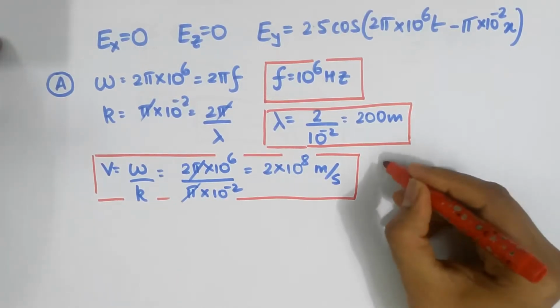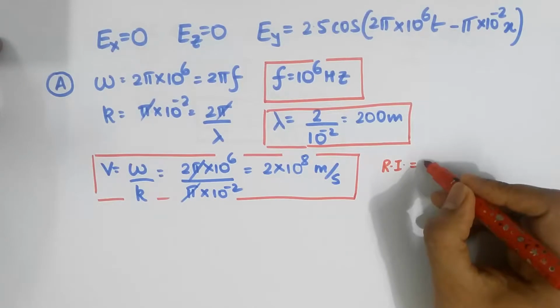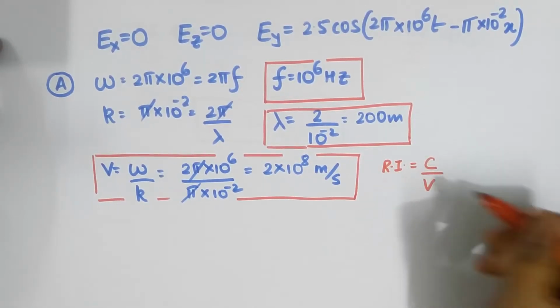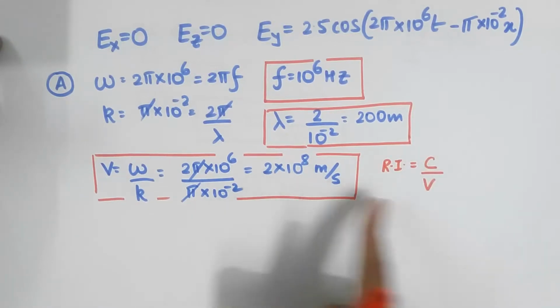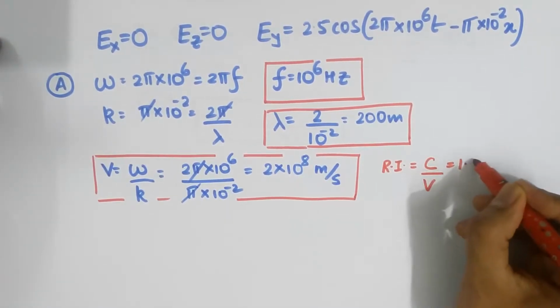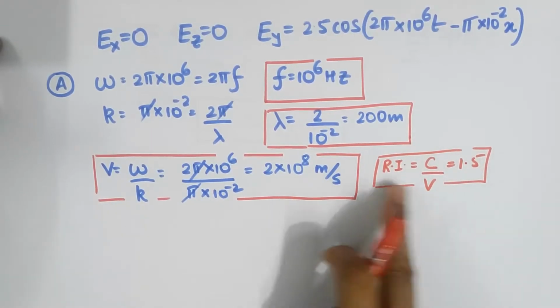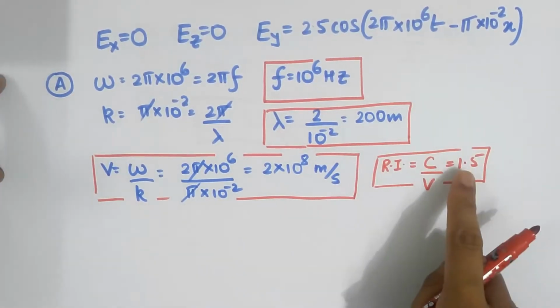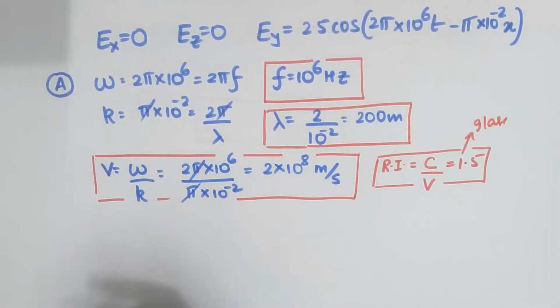We can figure out what is called the refractive index. We define the refractive index of a medium as the velocity of light in vacuum divided by the velocity of light in that medium. In vacuum it's 3, in this medium it's 2, so the refractive index is 1.5. This is like a bonus. Again, if you have no clue what refractive index is, never mind. But this is like glass, okay? This is glass. Alright, so that's it.